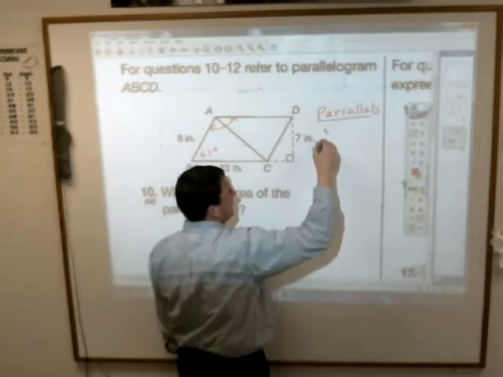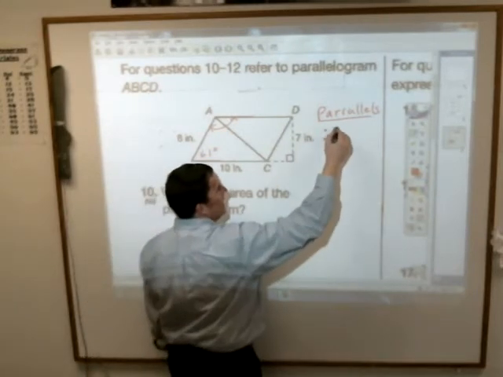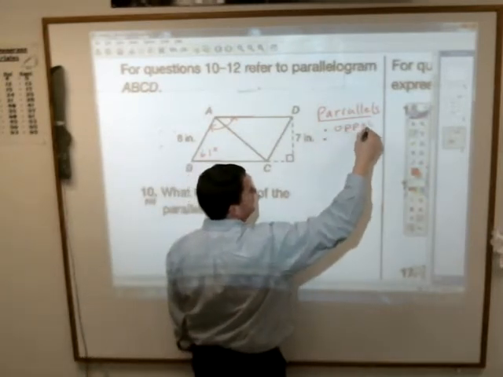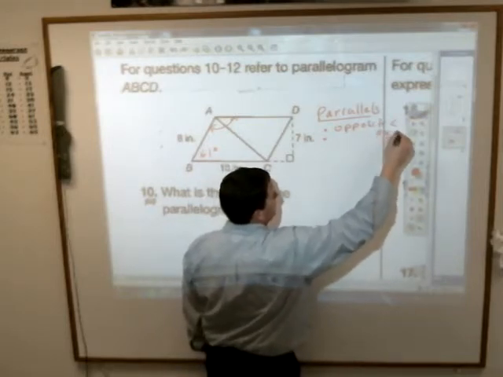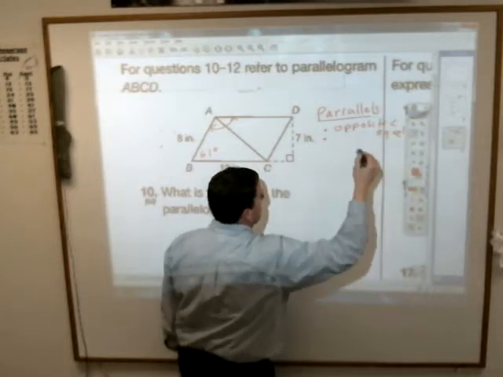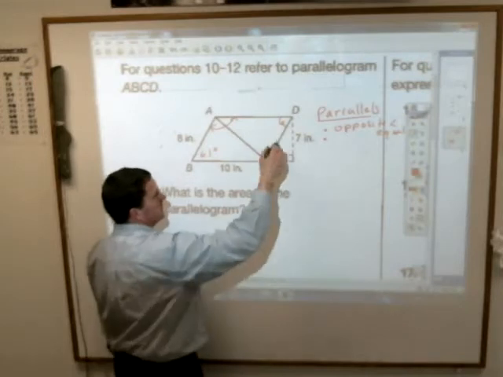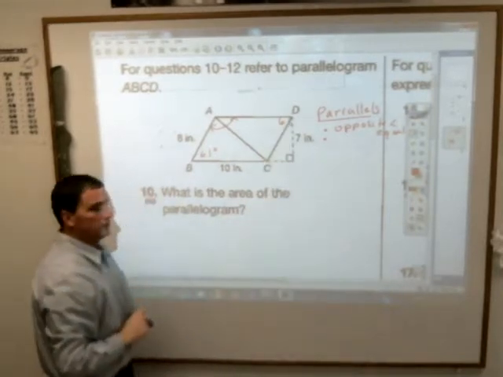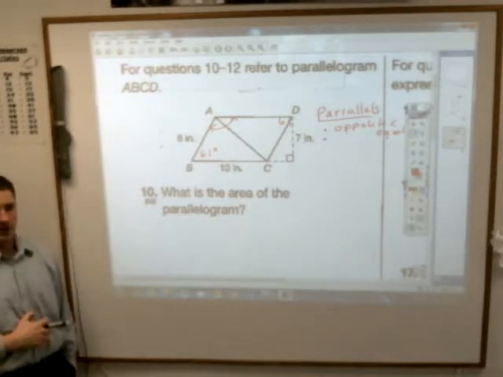There were two facts that I believe I gave you with parallelograms. I believe one of them was that opposite angles were equal. Opposite angles are equal. I believe that was one of the things I gave you, right? Which means if B is 61 degrees, then B is 61 degrees. That doesn't really help me. But I believe I also told you that adjacent angles were what?